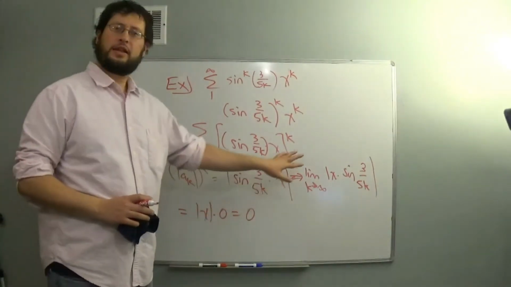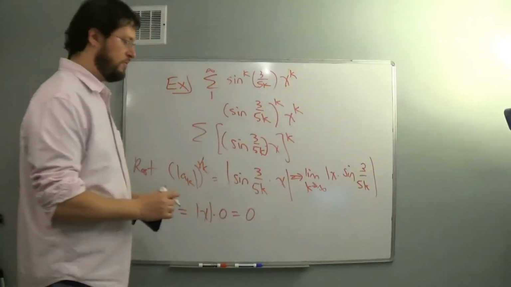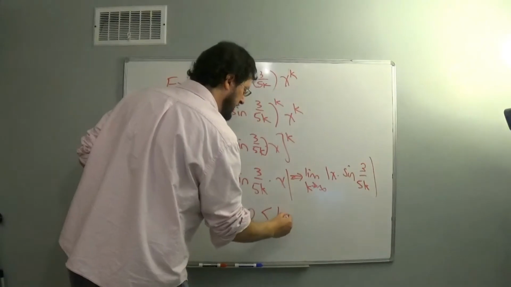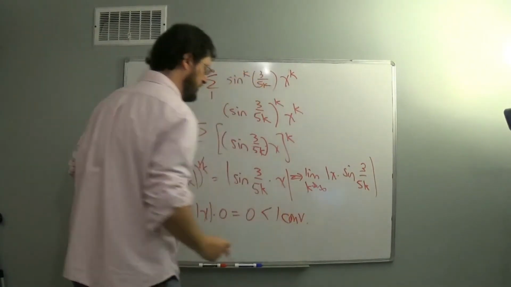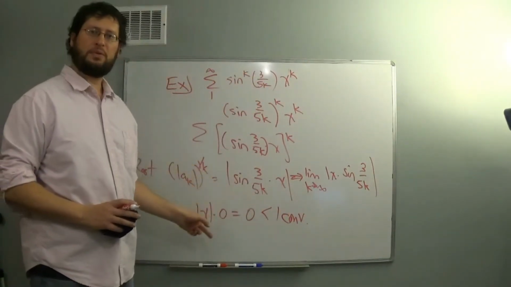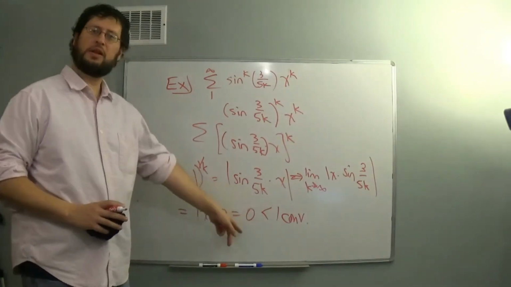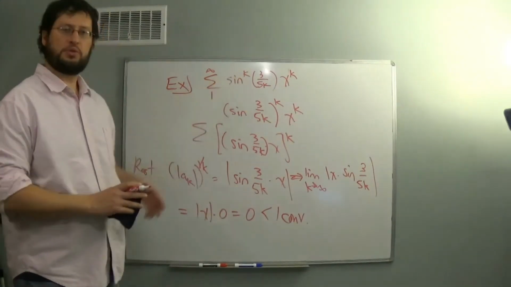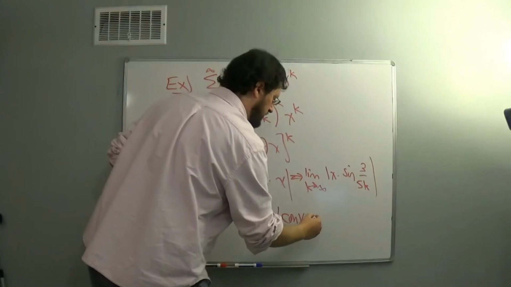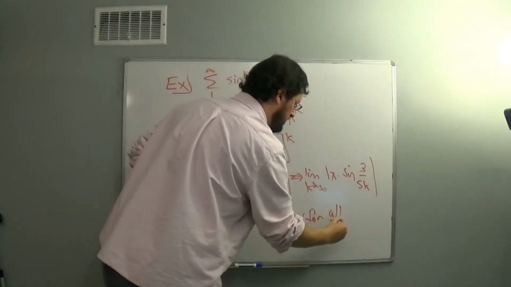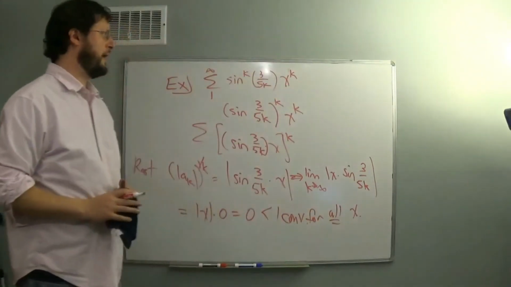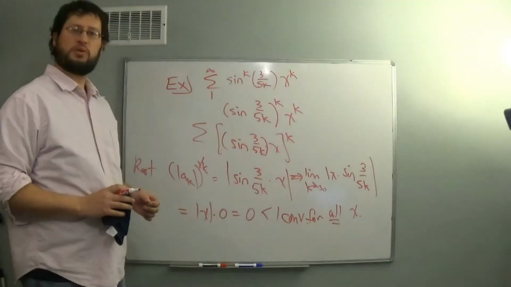What does that mean? That means that, since the limit is 0, remember for the root test, if that limit is less than 1, it converges. That means that no matter what I plug in for x, since the limit is 0, this series will converge. It converges for all values of x. No matter what x I plug in, this will converge.